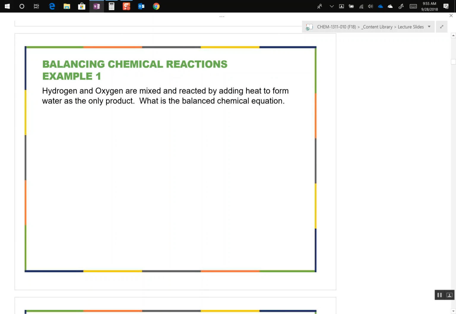All right. So let's look at our first example here of balancing this chemical reaction. Okay? Hydrogen and oxygen are mixed and reacted by adding heat to form water as the only product.